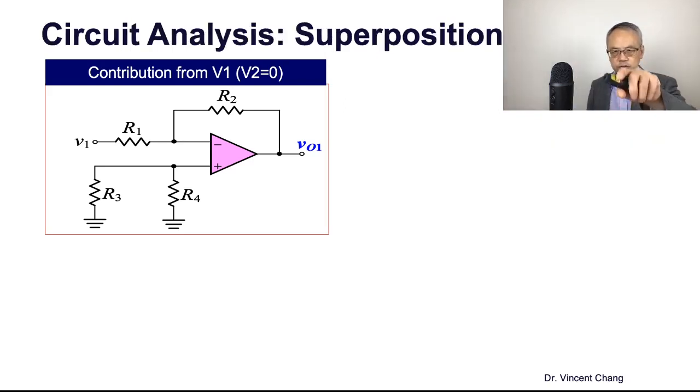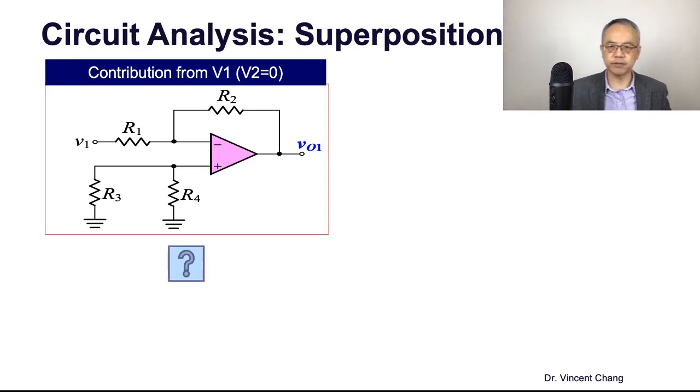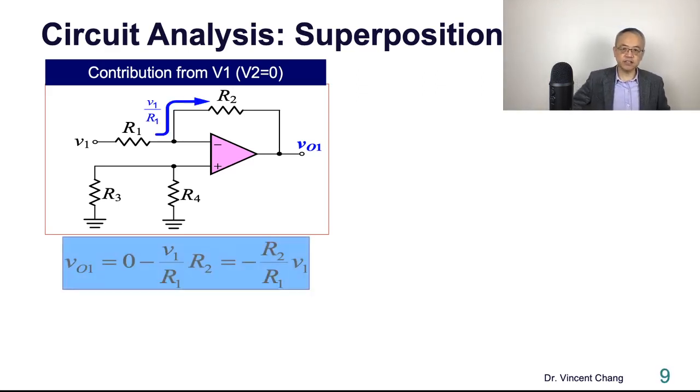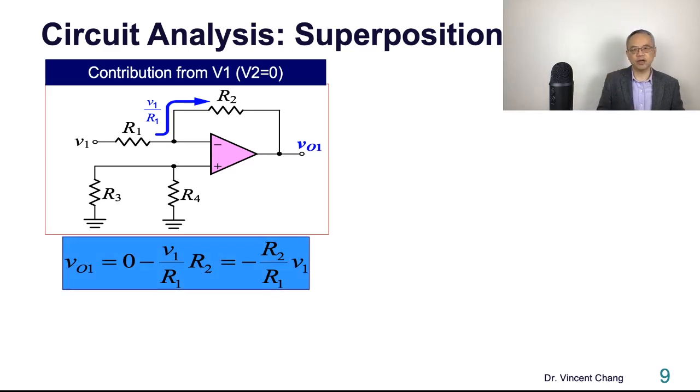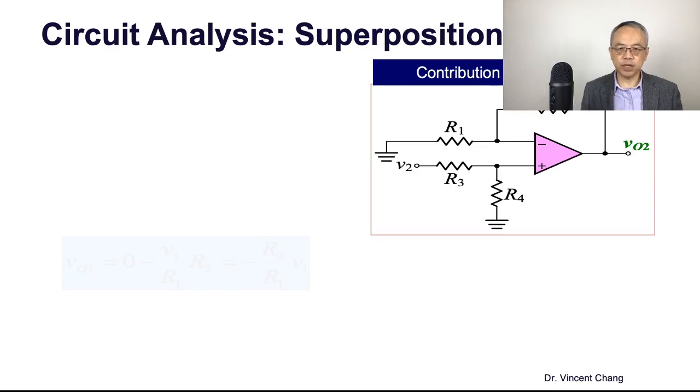Let's dive in and analyze this circuit. Let's say V2 is 0, and we focus on the first contribution from V1. Then what's the answer? This is easy, right? The answer: inverting amplifier, negative R2 over R1.